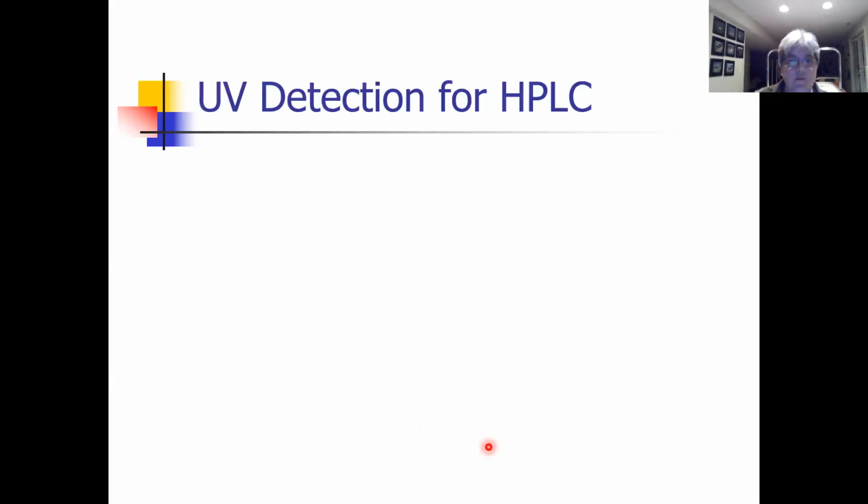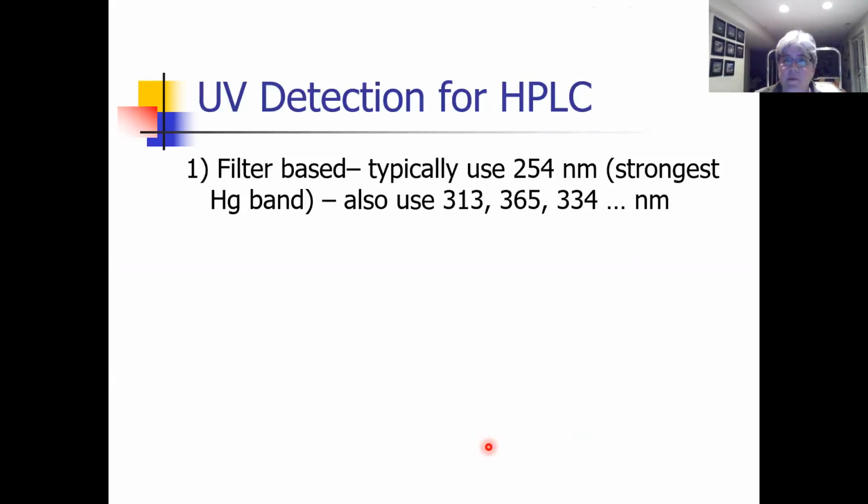Okay, so the UV absorbance, there's lots of different kinds of detectors. You have to think now back to chapter 4. So some of the detectors will be filter-based. So they'll use a mercury light, which remember is a line source, and it has a very strong line at 254, which is a great place that most things will absorb at.